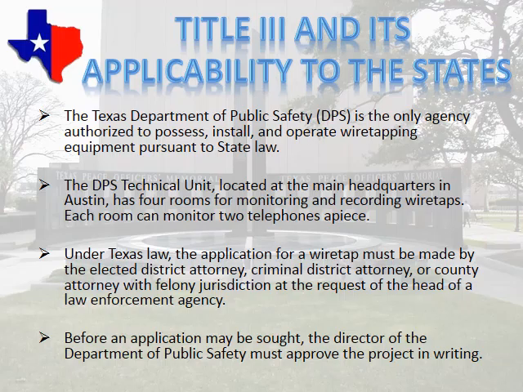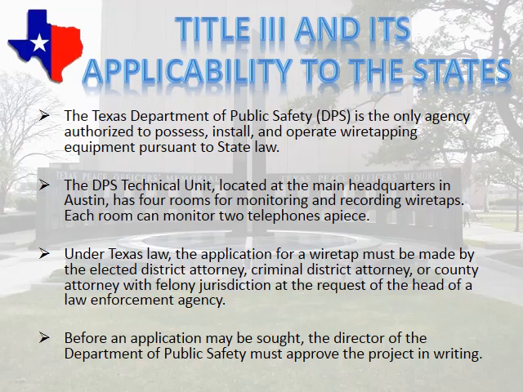The DPS technical unit is located at the main headquarters in Austin. It actually has 4 monitoring rooms for the wiretaps. Each room can monitor 2 phones each, so they can only do 8 at a time with the equipment they have. And again, it's all done in Austin. You don't have to be in the area where it occurs because it's all done through electronic wiring.